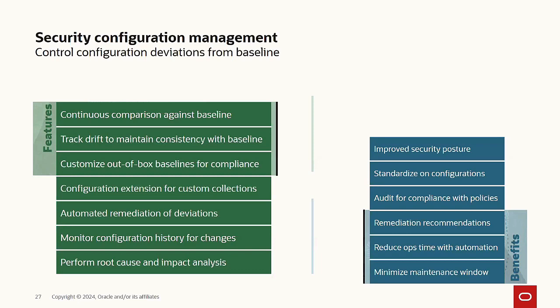Configuration comparison enables standardizing by limiting the number of configurations in your data center. Key benefits of security configuration management are that it enables you to enhance your overall security posture. It standardizes on configurations. You will get a report which will help your auditors with compliance with your policies. Whenever there is a deviation, you can see the recommendations and workflow to remediate. You can automate remediations and thus reduce your overall operation time and minimize the maintenance window.